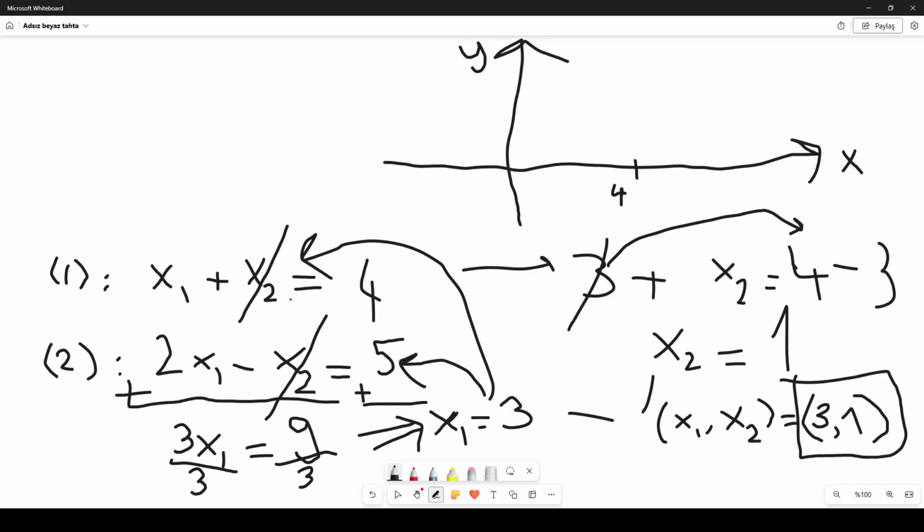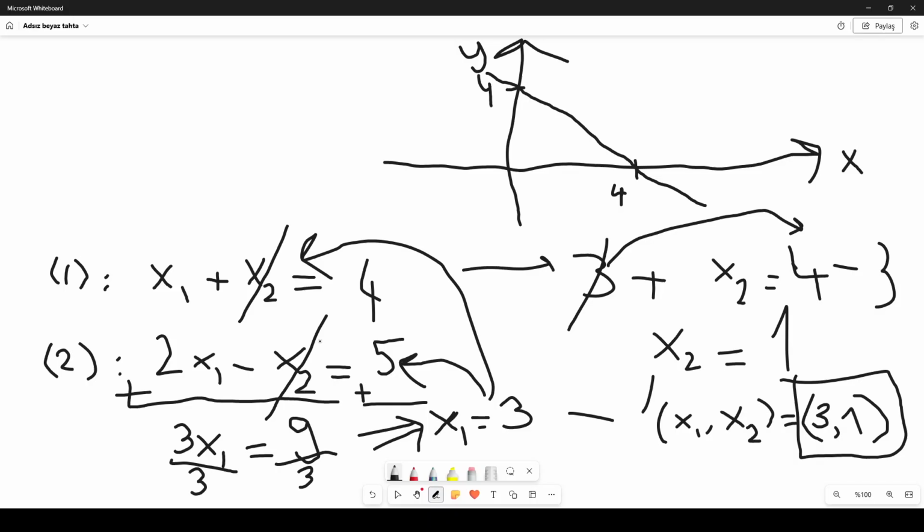And if we take x1 is equal to 0, then y is 4 again. In other words, x2, right? So if you draw this line, it is something like that, right? How about the second one? The same procedure will be applied on it as well.